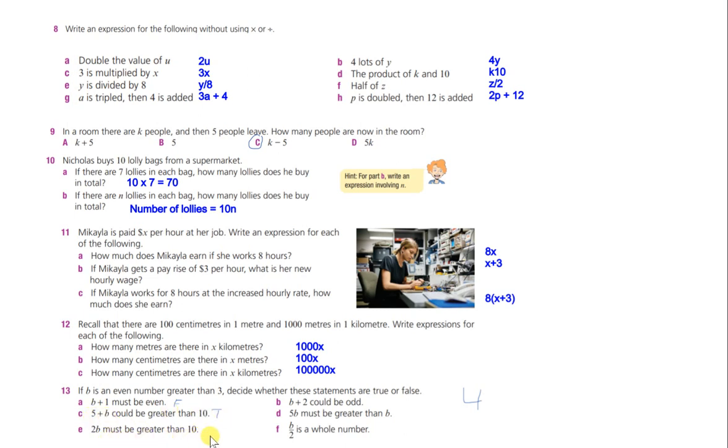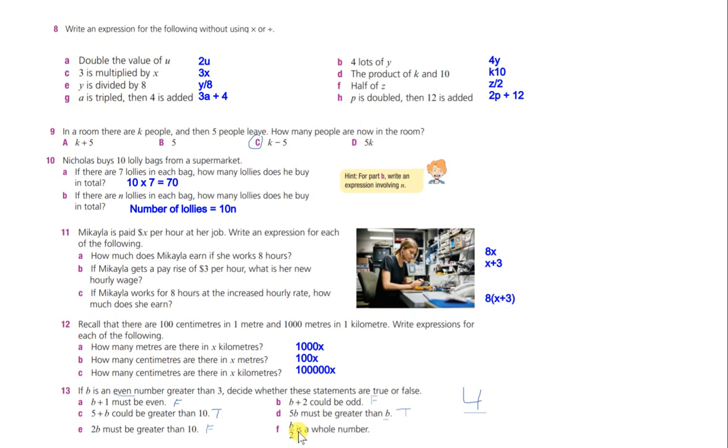2b must be greater than 10. Well, it doesn't have to be. Because 2 lots of 4, if b was 4, would not be greater than 10. So you've got to get the must out of the equation. b plus 2 could be odd. No. If you have an even number, which is what it said at the start, if you add 2 to an even number, it will still be even. So it cannot possibly be odd. 5b must be greater than b. Yes, because it's a positive number, because it's greater than 3, and 5 of them will be more than just one of them. So that one has to be true.